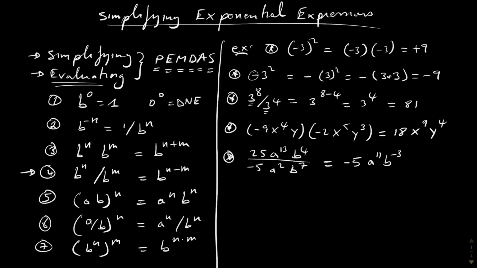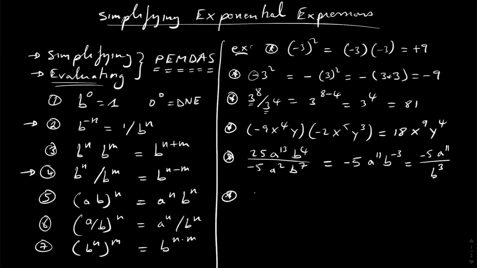Now, when you use rule 2 here, you can turn this b to the power of -3 and bring it to the denominator to change the exponent sign, because in math, whenever you are simplifying an expression, it's usually preferable to leave them without negative exponents. And so you're going to have -5 times a to the power of 11 divided by b to the power of 3.